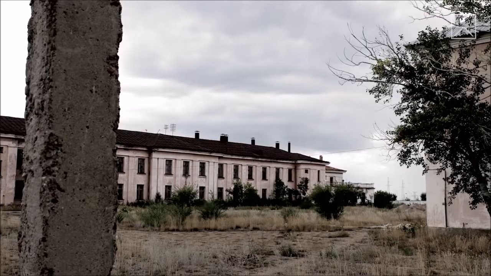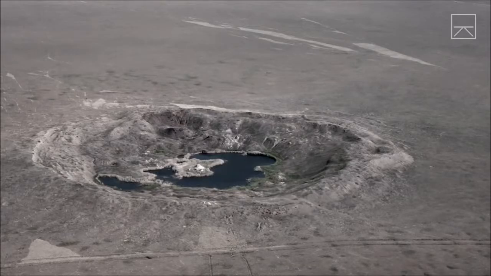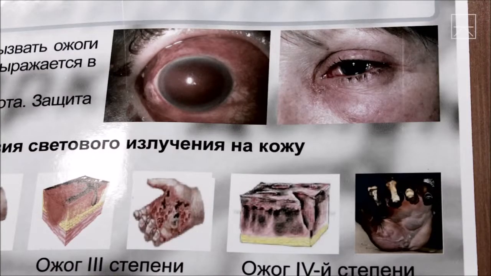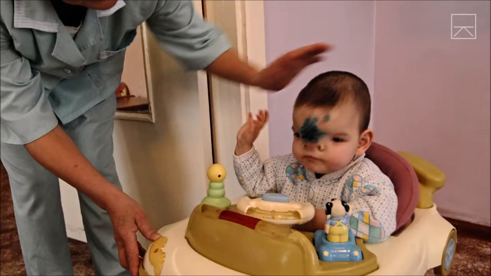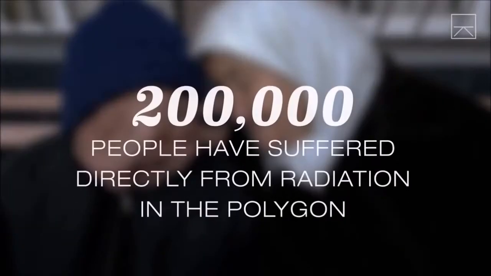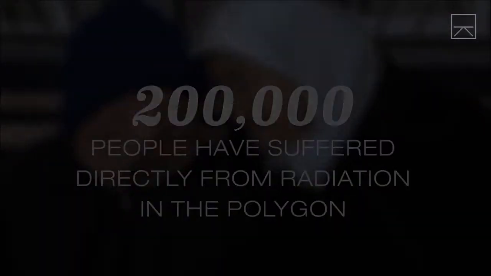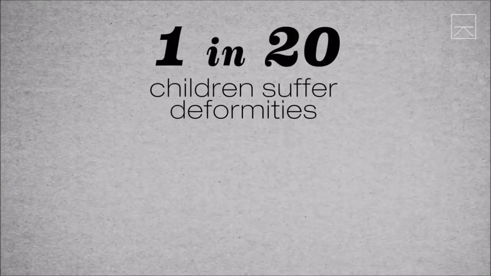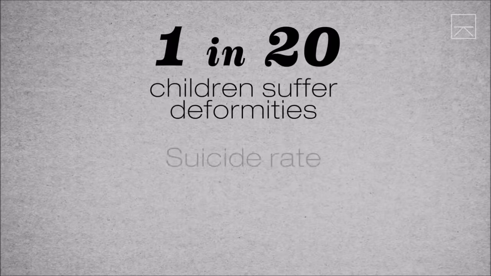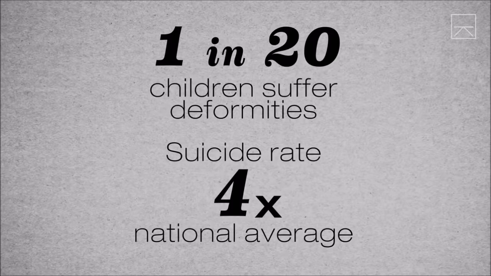All these tests laid waste to the environment. Rivers and water sources were contaminated, farmland was tainted, and the people began to suffer almost immediately. Cancer rates skyrocketed, as did mental disabilities, infertility, depression, and harrowing birth defects. All in all, around 200,000 people are believed to have suffered directly from radiation. The weapons testing finally ceased with the collapse of the Soviet Union in 1989, but the shadow cast by the program remains long. To this day, 1 in 20 children born in the Polygon area suffer deformities. The suicide rate is 4 times the national average.